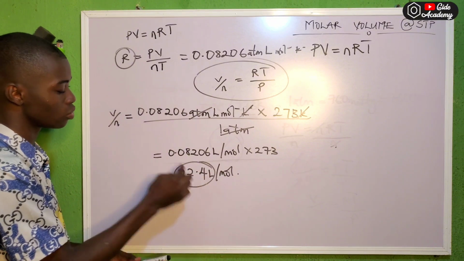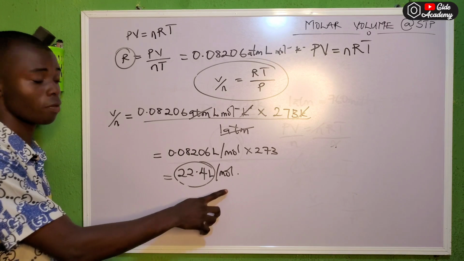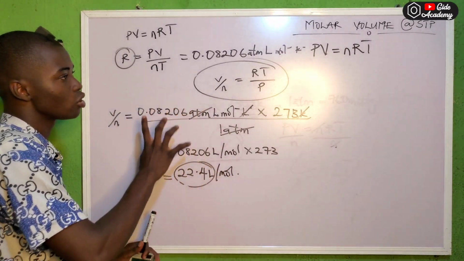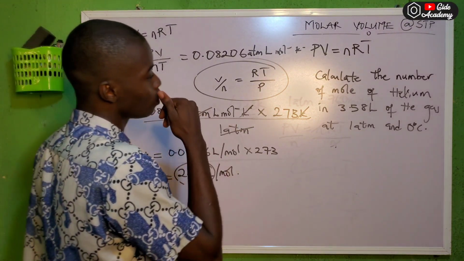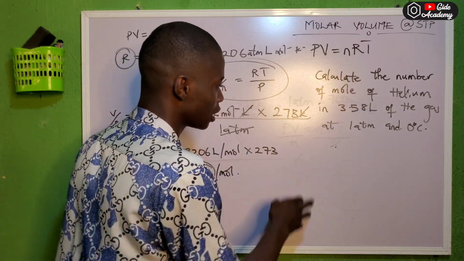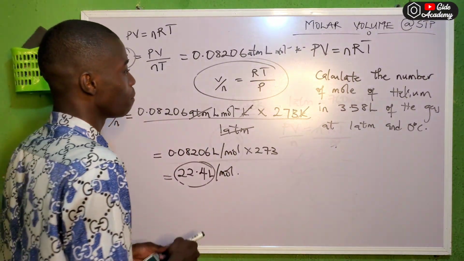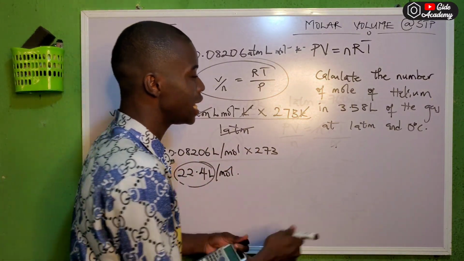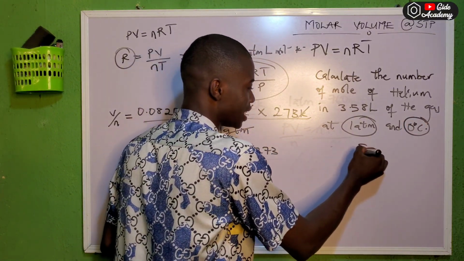If you multiply this value by 2, 44.8 liter of a gas will be equivalent to 2 mole. Let me quickly give you a calculation regarding this whole mole concept. The question says: calculate the number of mole of helium in 3.58 liter of helium gas at 1 atm at 0 degrees Celsius. Let me just go straight. 1 atm at 0 degrees Celsius can also be written as STP.